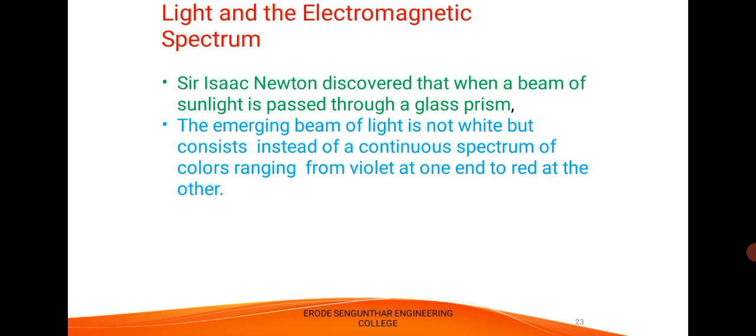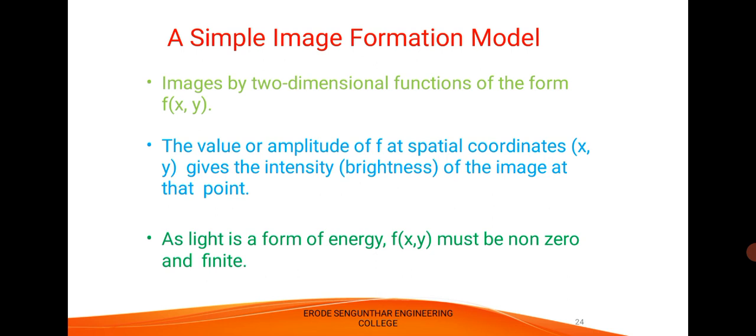Light and the electromagnetic spectrum. Isaac Newton discovered that when a beam of sunlight is passed through a glass prism, the emerging beam of light is not white but consists of a continuous spectrum of colors ranging from violet to red.